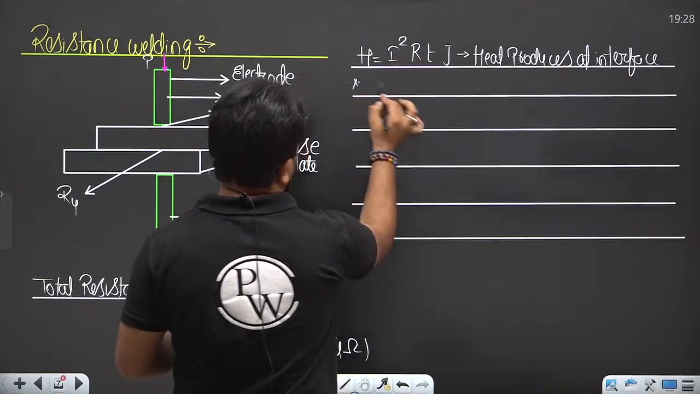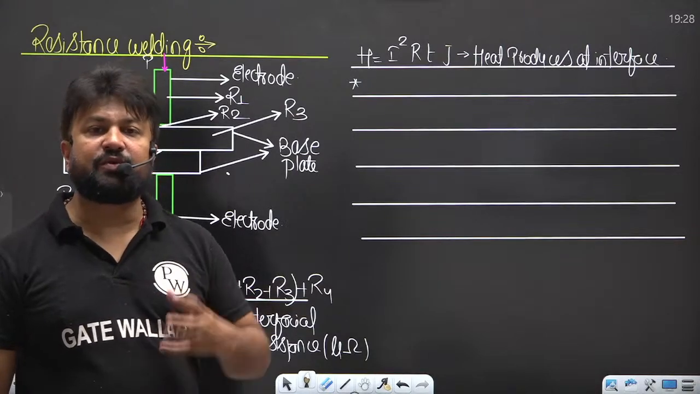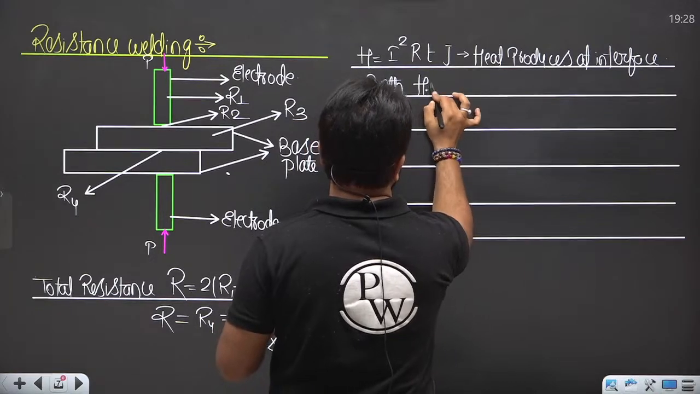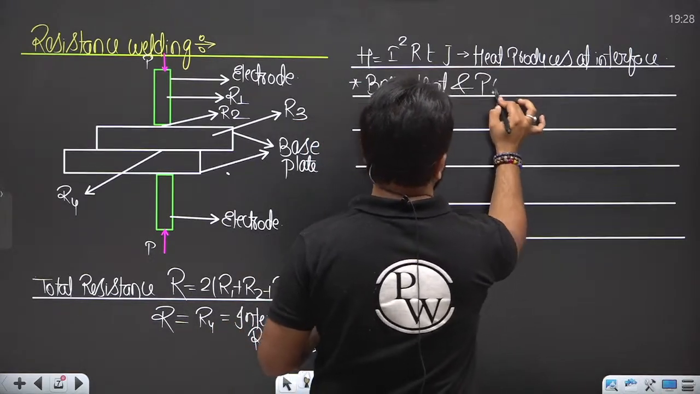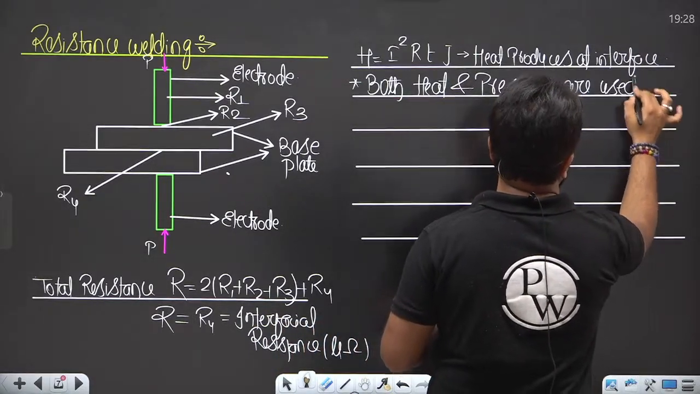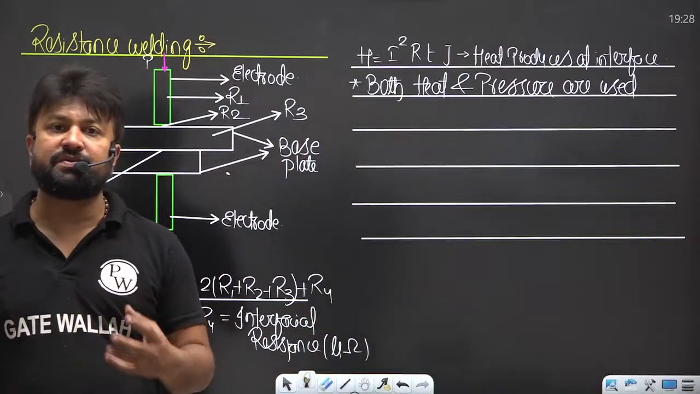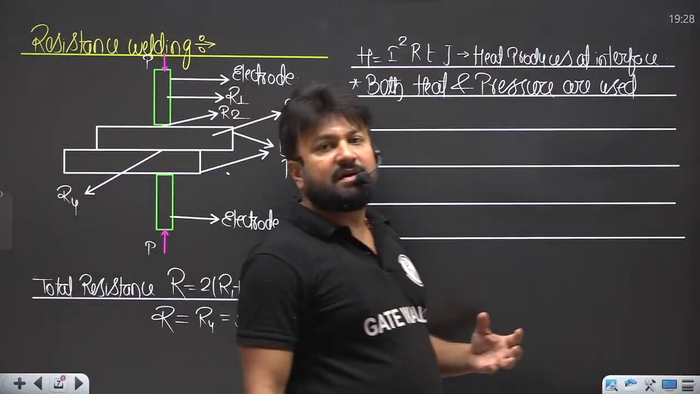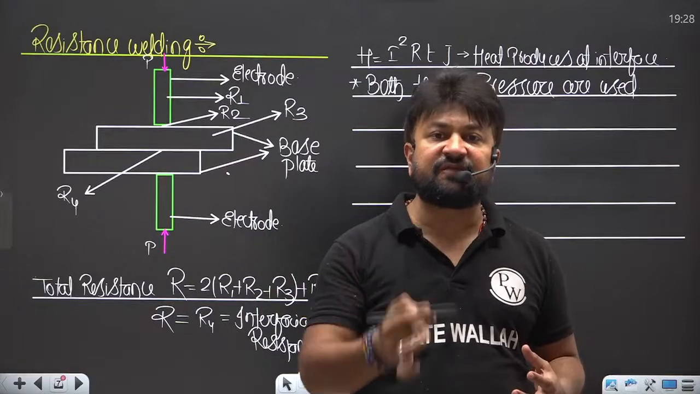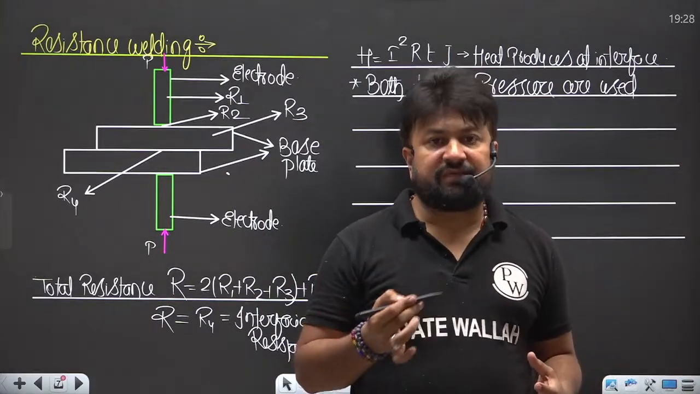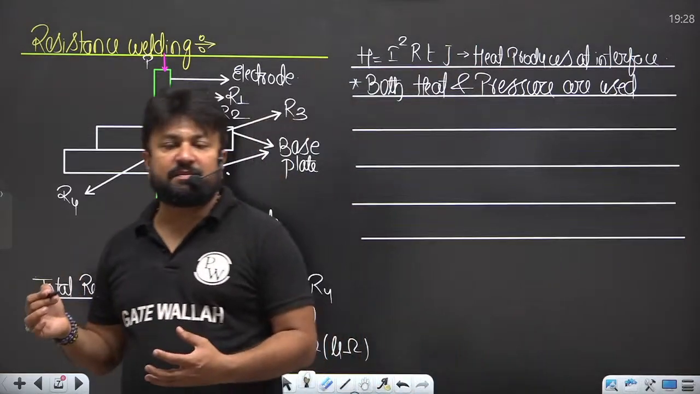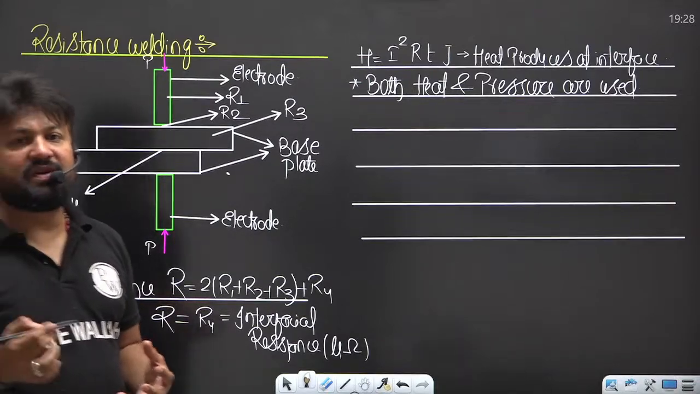So you can write the principle of resistance welding: both heat and pressure are used. Heat is generated by the electrical resistance of the workpiece and the interface between, right? Whatever the interfacial resistance. Here pressure is supplied externally, and is varied throughout the weld cycle.